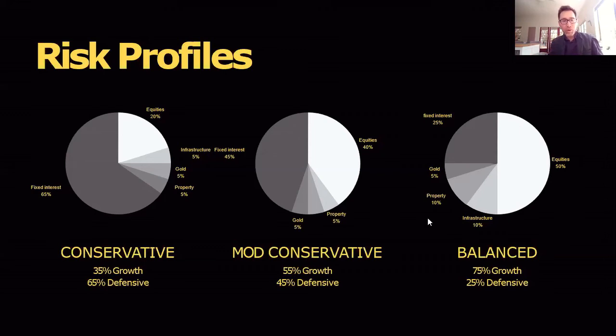So moderately conservative, this is where you've got around 55% of your capital in the share market or property and infrastructure, and 45% in fixed interest and cash. And balanced is typically the term given to those portfolios that have at least 70 to 75% of the portfolio in growth, like shares, property, infrastructure, and 25% in defensive.